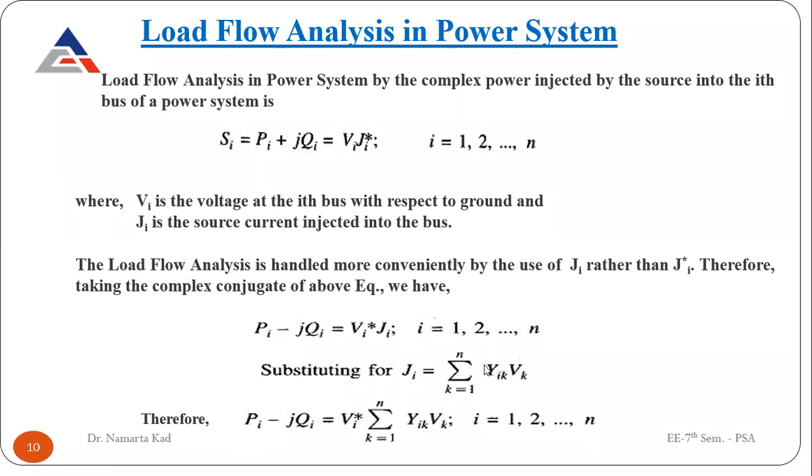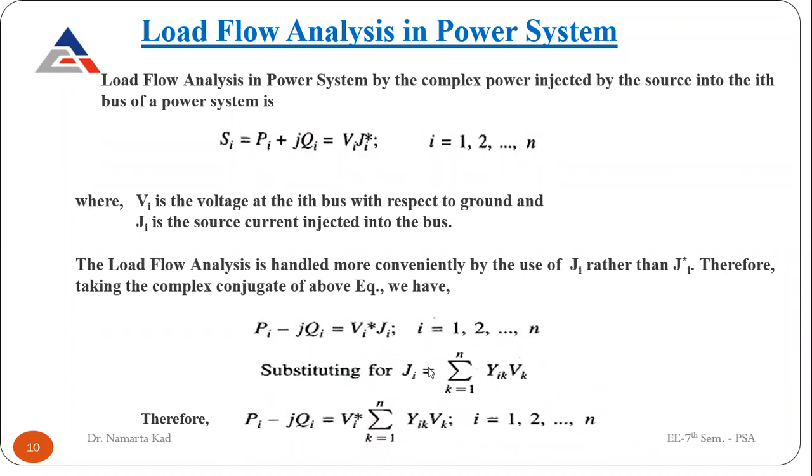So what is Y? That is the Y bus that we have covered in our previous chapter. YIK is the admittance of two buses, like it may be Y23, it may be Y13, it may be Y34. Depending upon the number of buses in the system, JI is equal to the summation of K equals 1 to N, YIK into VK. K is the number of buses.